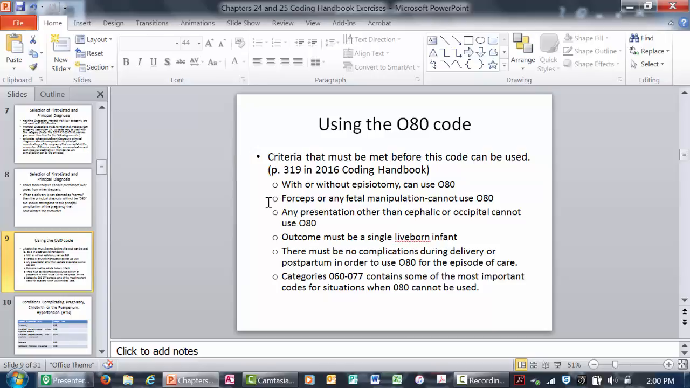But if you have a forceps or any fetal manipulation, you can no longer use that O80 code. Any presentation other than cephalic or occipital cannot use O80, and it has to be a single infant. Twins or multiples, you cannot use that code. No complications, either during delivery or postpartum, for that episode of care. And this is an interesting fact. I was reading through some things and saw that categories O60 and O77 contain some of the most important codes for situations when you cannot use the O80 code.